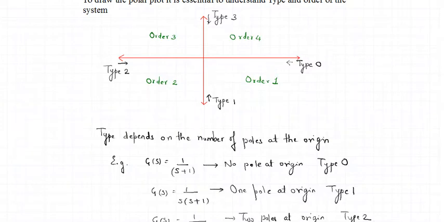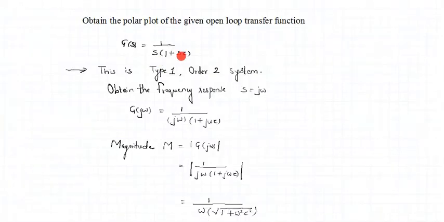So let us understand the polar plot with a certain example. To obtain the polar plot of the given open loop transfer function, the very first step is to analyze its type and order. As we see, there is only one pole at origin, therefore we call it type 1. What is the order of the system here? The highest power of S is 2, so we call the order of the system 2.